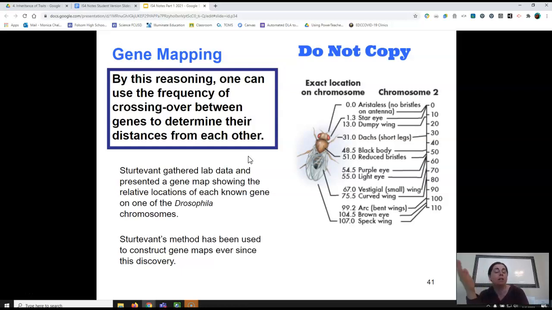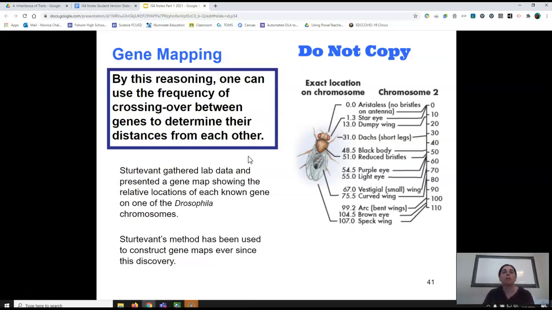So assuming that that is true, he decided to look at different things. So he gathered lab data and presented a gene map showing the relative locations of each known gene on one of the Drosophila chromosomes. His method has been used to construct gene maps ever since the discovery. So we think it's true, and if it wasn't true, we would probably know that from the genome sequencing that we've done.